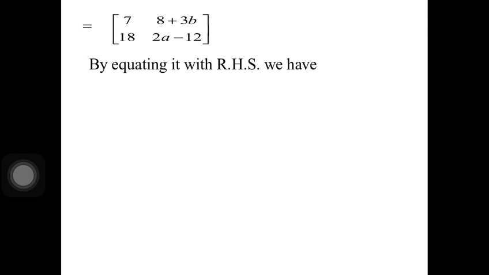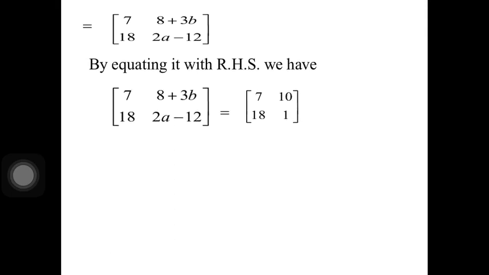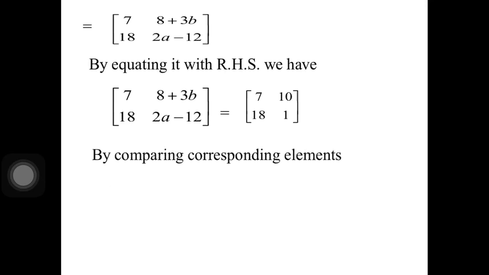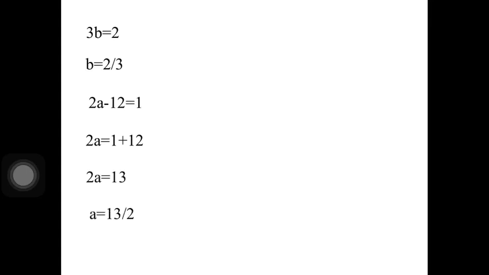By equating with the right hand side, it is equal to 7 and 10 first row, 18 and 1 second row. Now by comparing the corresponding elements, 8 plus 3B is equal to 10, solve it. 3B is equal to 10 minus 8, so 3B is equal to 2 and B is equal to 2 by 3. Now equating the second element, 2A minus 12 is equal to 1, 2A is equal to 1 plus 12, it is equal to 13, and A is equal to 13 by 2.